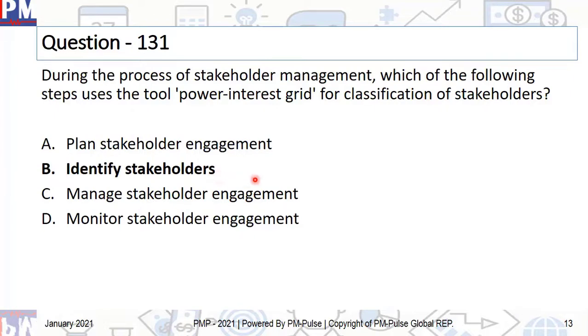Identify stakeholders. The process where you not only identify the stakeholders, you also prioritize, because this is what we do. Here it is written as classification, which is basically we use the power interest grid or the salience model or the power influence grid or the impact influence grid or the 3D model or the cube, whichever method. There are so many ways to prioritize the stakeholders. All of them are done in the process called identify stakeholders. Remember, in the process identify stakeholders, we not only identify all stakeholders, we also prioritize them.